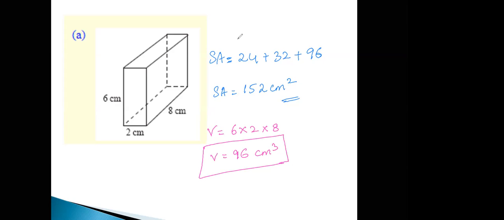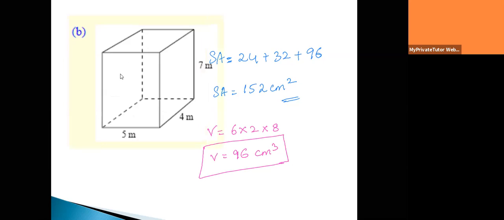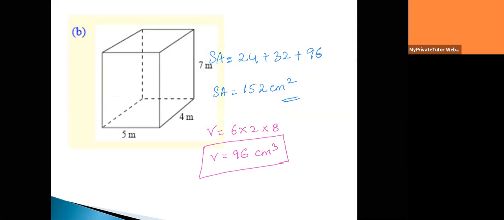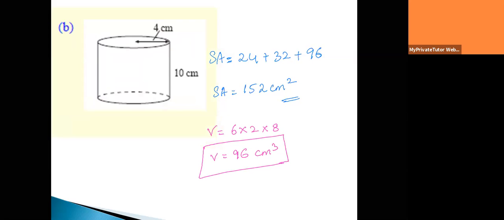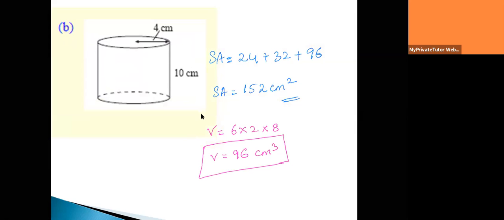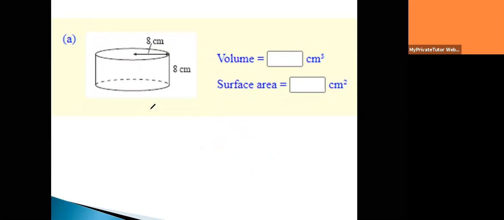Okay, thank you. So let's try one more question before we wind up the class. Which one do you want to try? The cuboid or the cylinder? Cylinder would be a better choice. Okay, this one. So please find the volume and surface area of the cylinder.